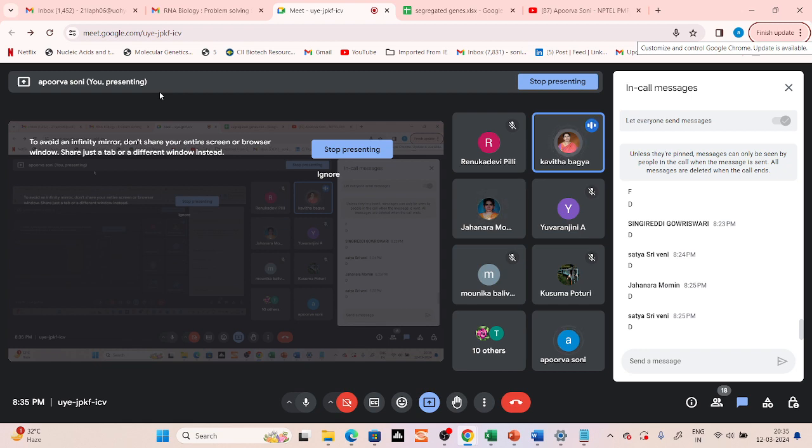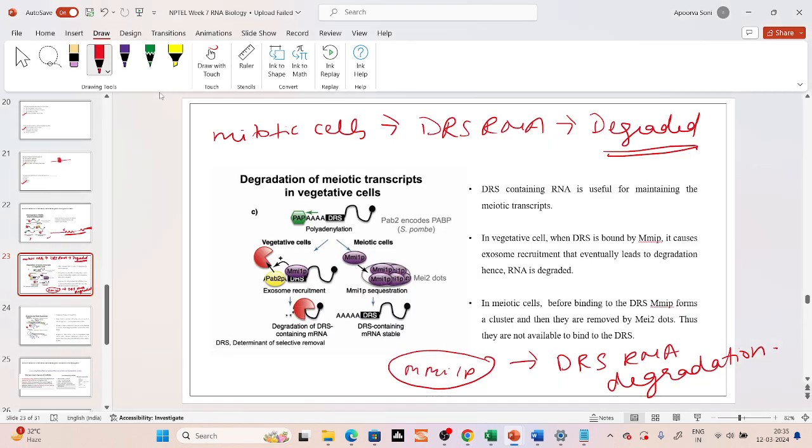Explain once more. Okay. See, basically you need to understand that we know about differential gene expression. That means the transcripts are expressed in a cell-specific manner. All the genes are present in all the cells, but all the genes are not expressed in all the cells. A similar concept applies here also: the transcripts or mRNA which are responsible for meiosis should not be expressed in the mitotic cells. They should only be expressed in the meiotic cells.